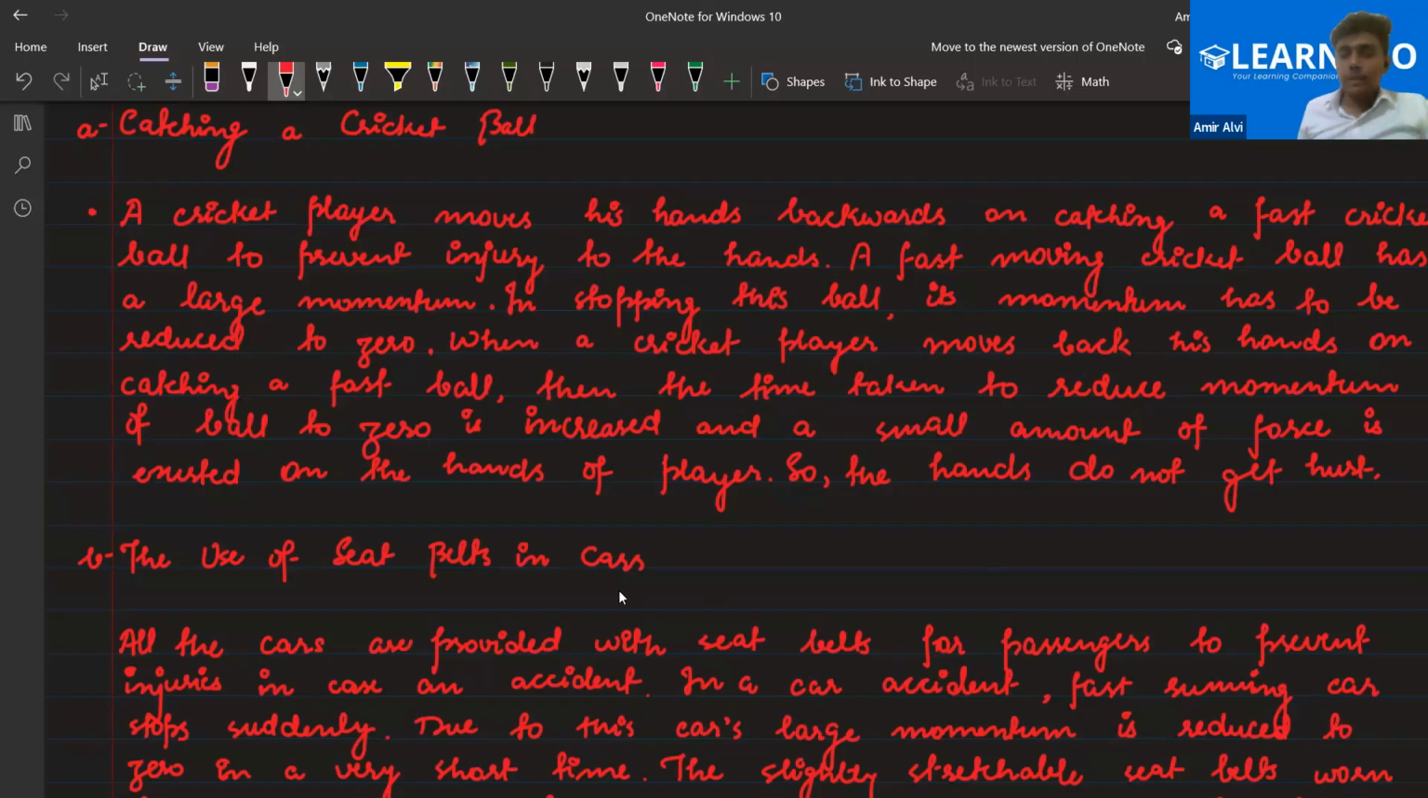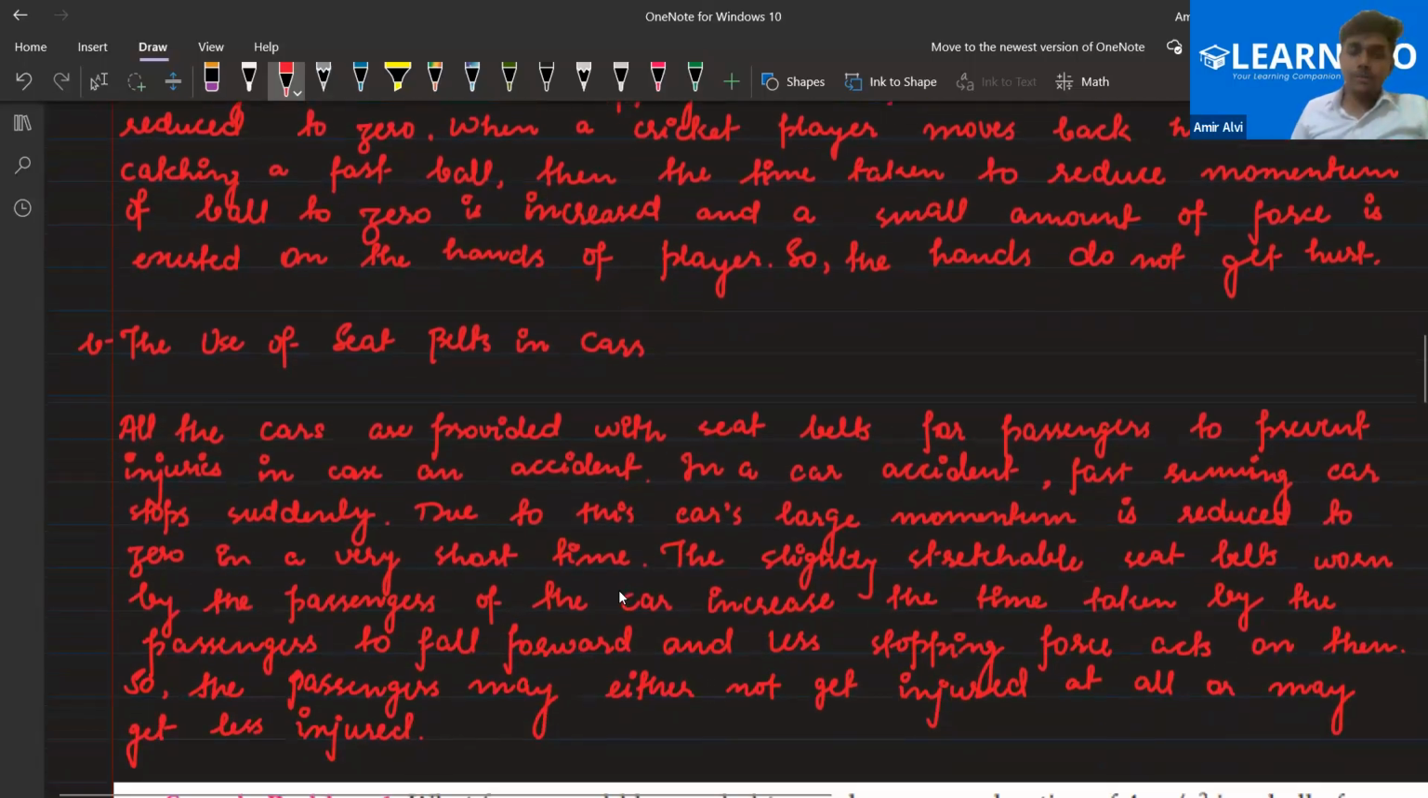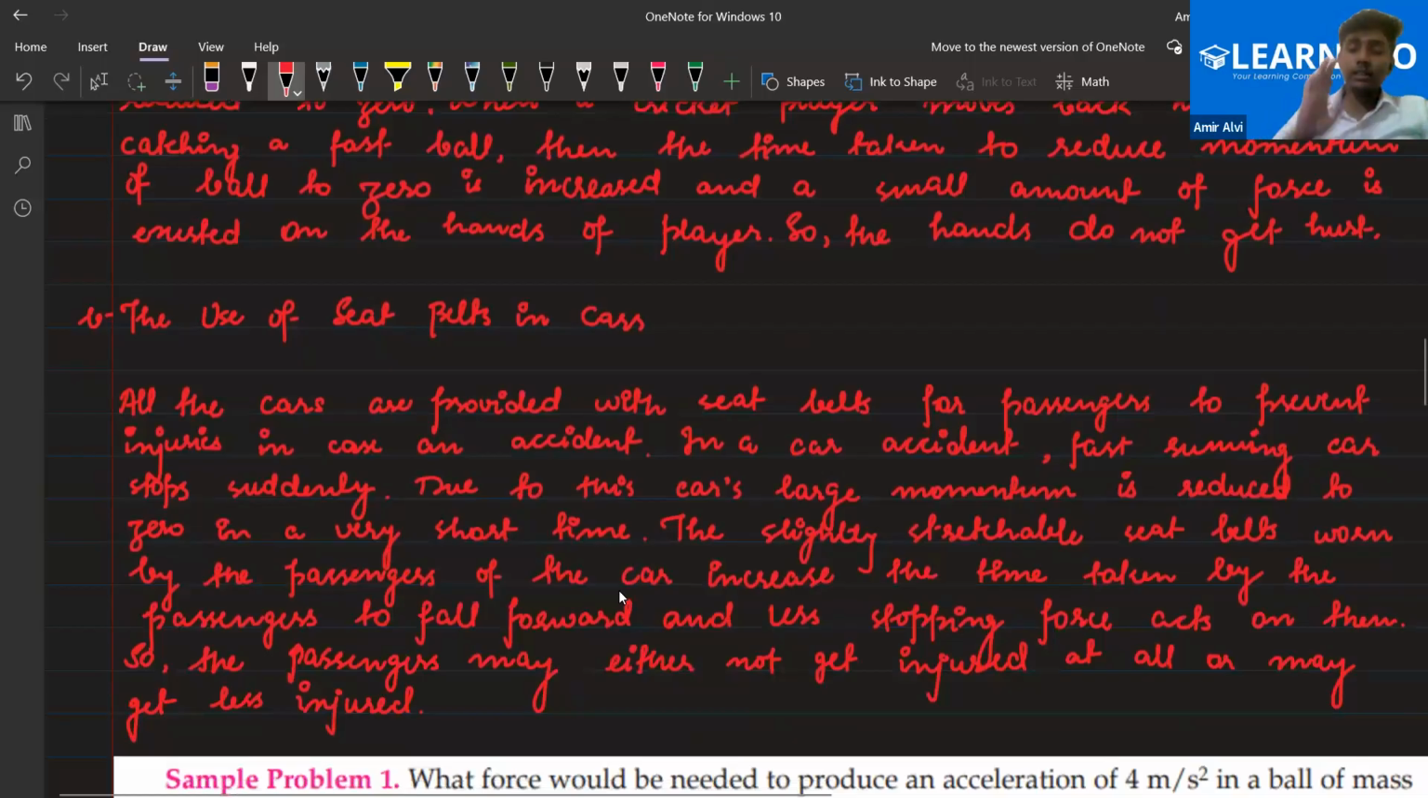Okay. Next example is the seat belt. Seat belt is one of the most common examples, and this is a very common question in the exams.